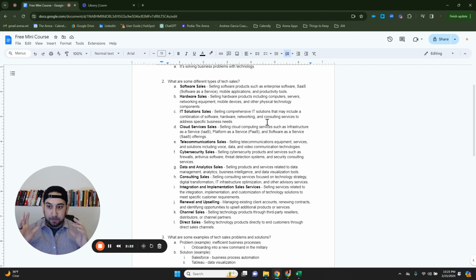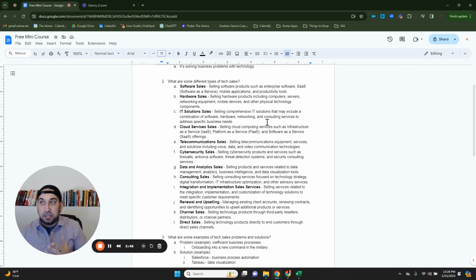Software sales is probably the biggest type of tech sales out there right now. Think Microsoft, think Google, think Salesforce. This is where you're selling software. This type of tech sales is really profitable because you can build something once, software, and sell it over and over and over again. Highly profitable business model.